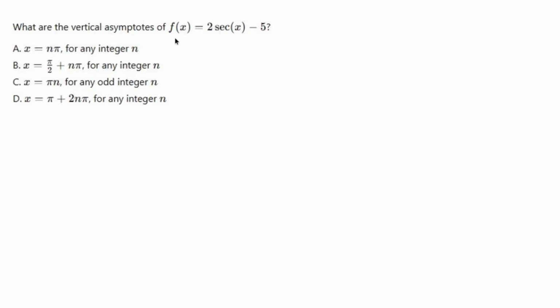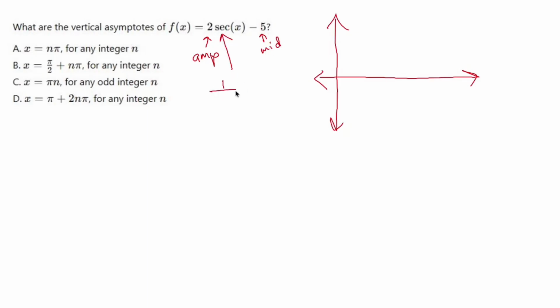What are the vertical asymptotes of f of x equals 2 secant x minus 5? All right, this is how I like to graph these, and yes, I'm going to attempt to graph this on my terrible computer. First things first, we have an amplitude of 2. We have a midline of -5, and most importantly, secant is 1 over cosine. So let's label that information. Amplitude is 2, midline is -5. So magic happens at -5.